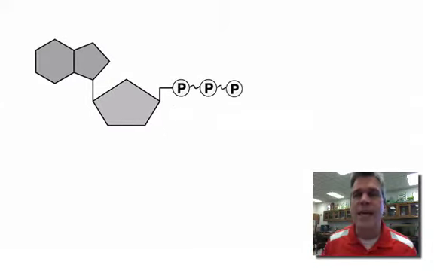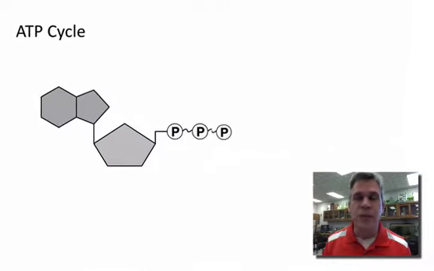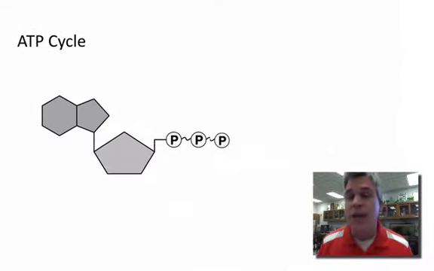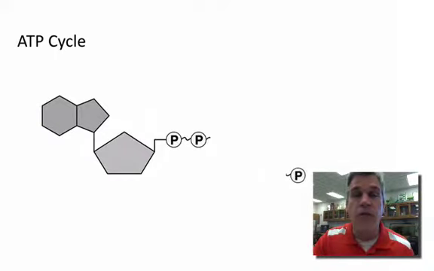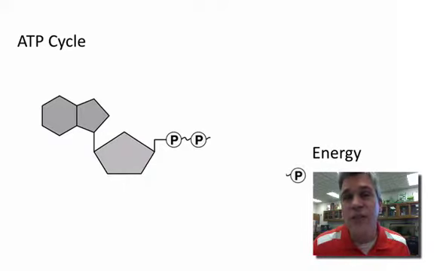This is what's known as the ATP cycle. So here is our molecule of ATP. When we need that energy, an enzyme comes along and it breaks that 3rd phosphate off of the ATP molecule. Now this releases just enough energy to allow for that reaction to take place. The thing is, we don't have ATP anymore.